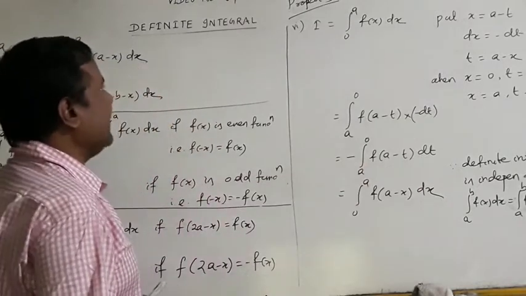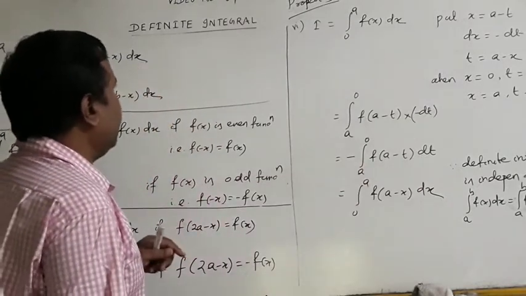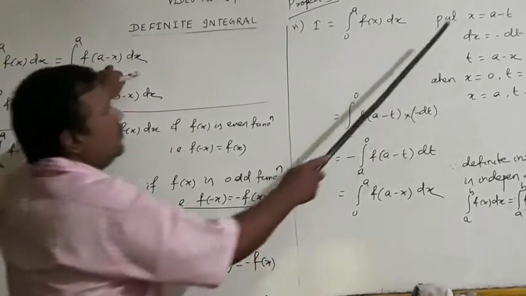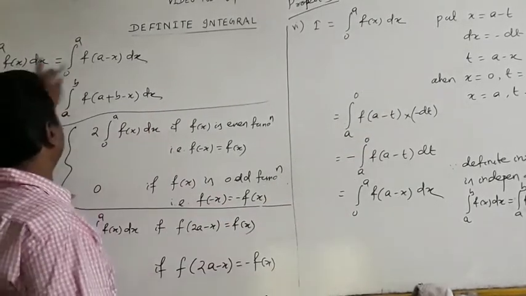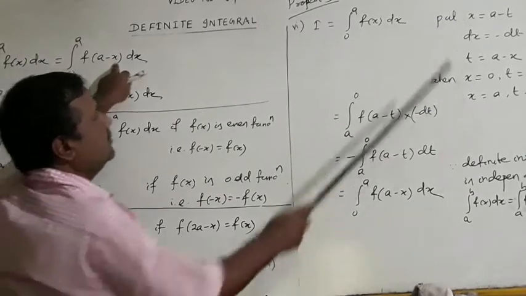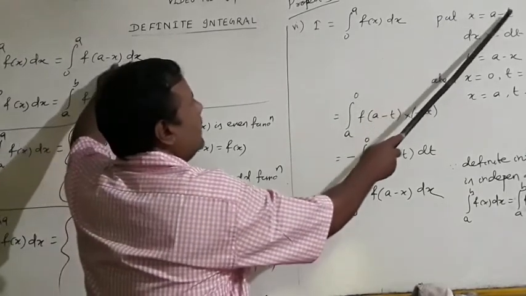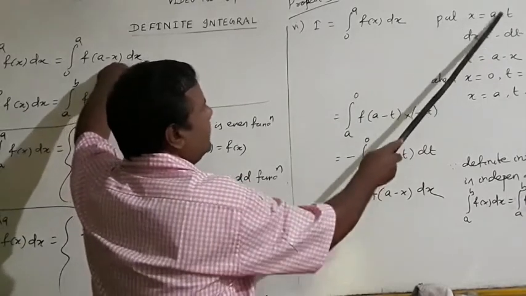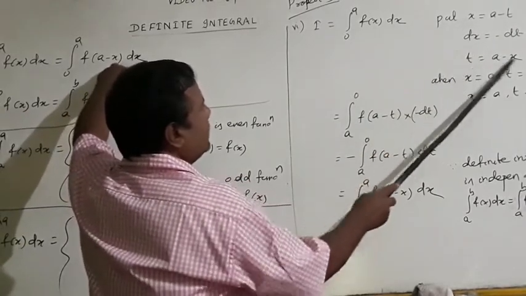You know what the trick is? Why do I put x is equal to a minus t? Look at here, here x, here a minus x. So don't put x is equal to a minus x. Just put one variable here, another variable there: x is equal to a minus t. Then dx is equal to minus dt. What is t? It is a minus x.